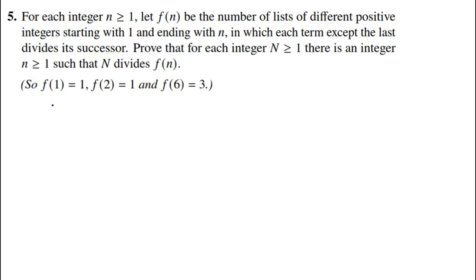F of 1, so let's see. F of 1 is 1 because it's this. F of 2, you have 1, 2. F of 6, you can say 1, 6 or 1, 2, 6, or we can say 1, 3, 6 because each term should divide the next term. We have these 3 terms.